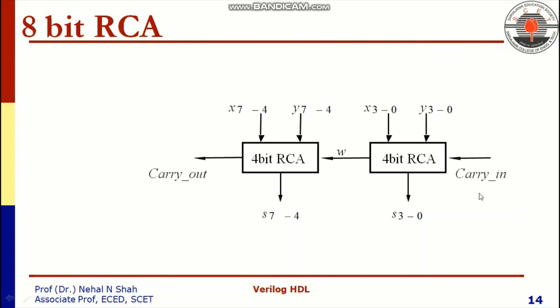Carry in is given as an input to the first 4-bit RCA and carry out is generated from the second 4-bit RCA. To connect the carry output of the first 4-bit RCA, one wire is used, which is labeled as W, connecting the carry input of the second 4-bit RCA. Based on this diagram, now we can perform port mapping using 4-bit RCA and we can observe 8-bit RCA.